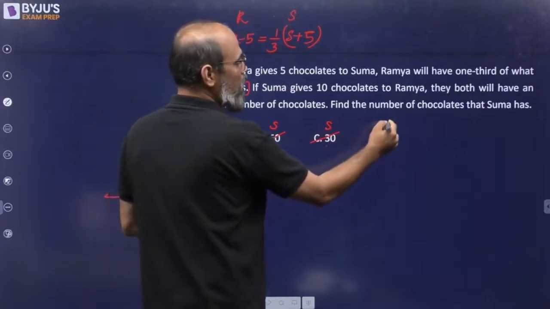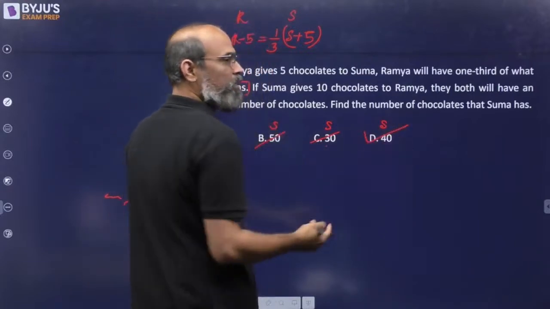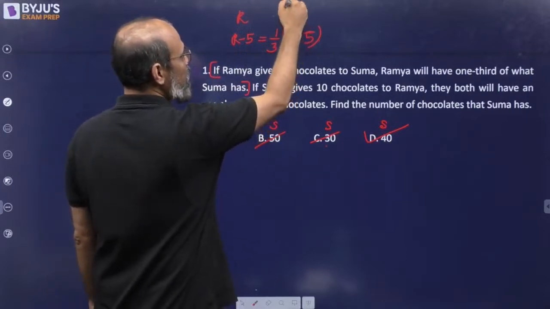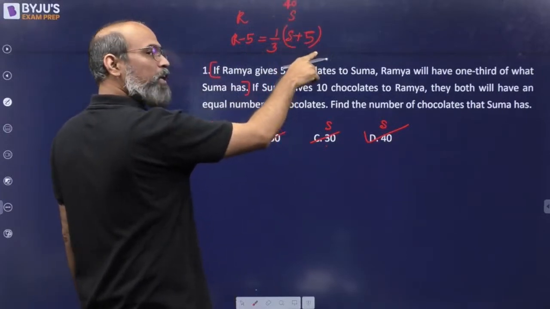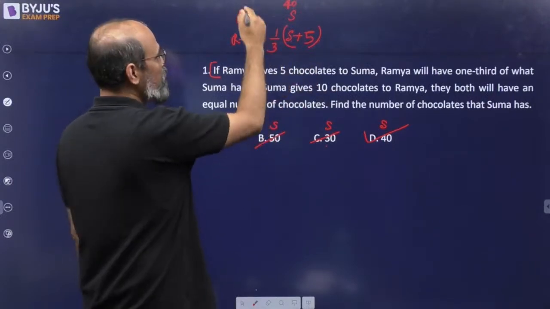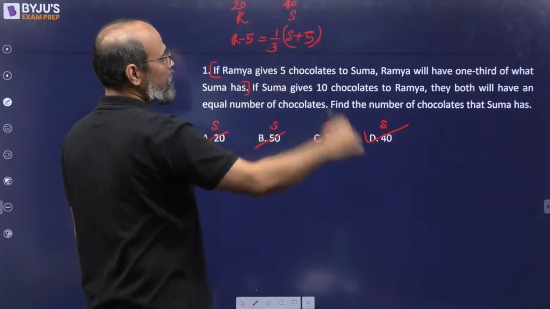So Suma is going to have 40 chocolates. This is the only option left. So this has to be the answer. So if I put 40 here, 40 plus 5 is 45. 1/3 of 45 is 15. R minus 5 is 15. That means R is going to be 20.